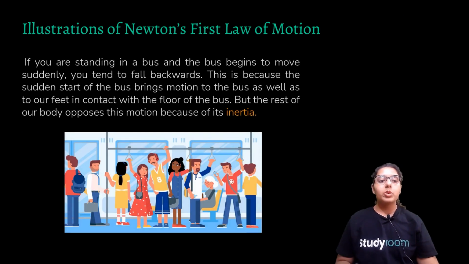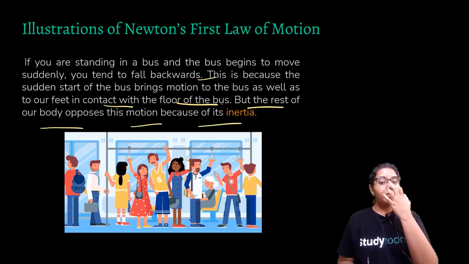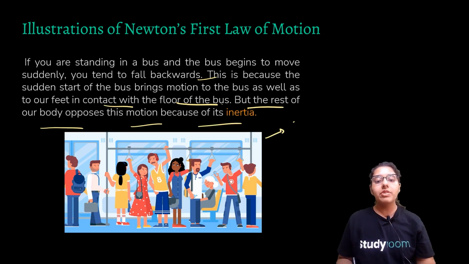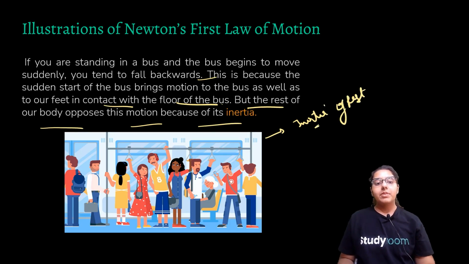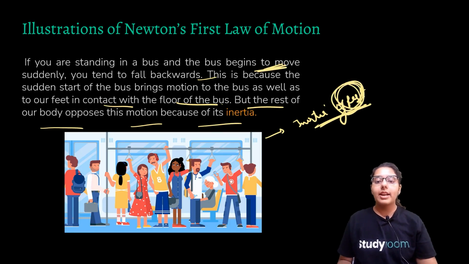So let's see one more illustration. If you're standing in a bus and the bus begins to move suddenly, you tend to fall backwards, right? This is because the sudden start of the bus brings motion to the bus as well as to our feet in contact with the floor of the bus. But the rest of our body opposes the motion because of its inertia. So this is your inertia of rest. Because your body was at rest, and suddenly when the bus begins to move, your body tends to stay at rest.